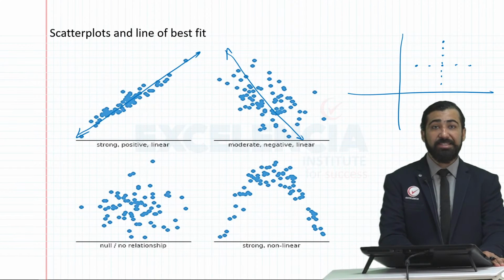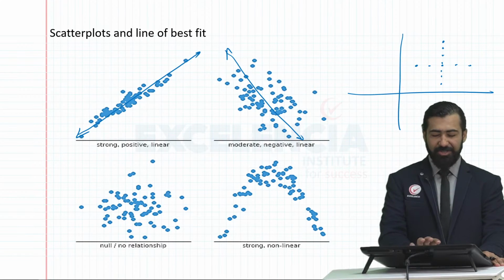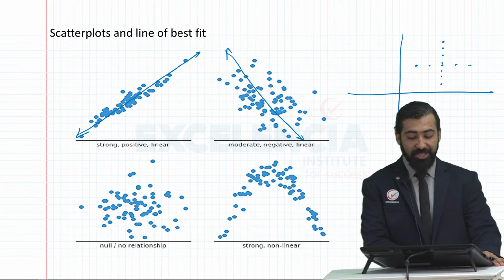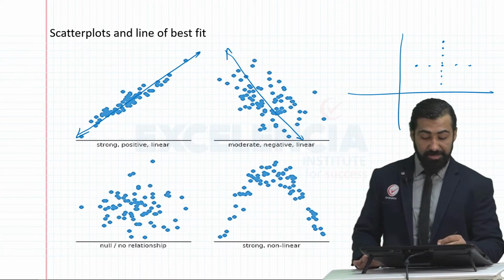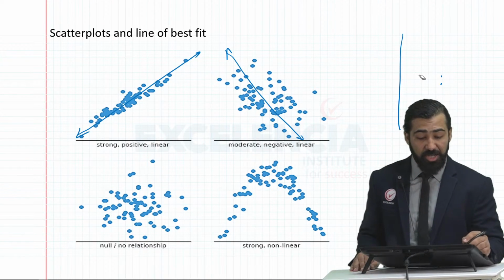For the last case, we have got non-linear correlation. Sorry, non-linear correlation. This is your parabolic correlation, also called polynomial correlation.